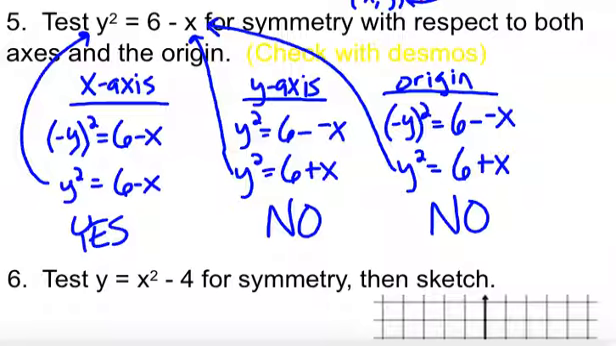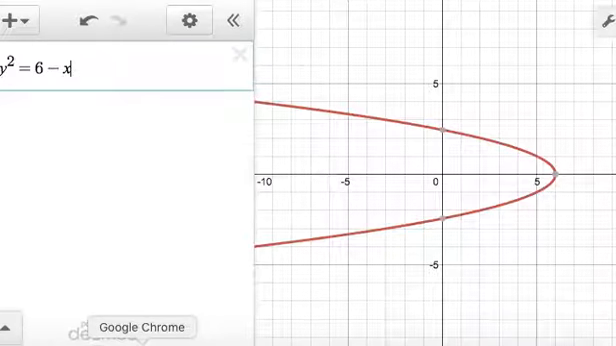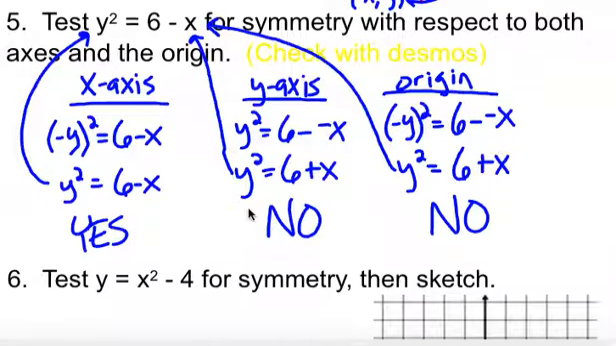Now, there's a little note here in yellow that you can check with Desmos, which I definitely want to do. Hopefully you've used Desmos in the past. It's just www.desmos.com, but it'll graph these things for you. So y squared equals 6 minus x. And there it is. And it's a parabola, but it's on its side. And sure enough, it is symmetric about the x-axis. So you can always check things on Desmos if you don't have a graphing calculator. I think Desmos is easier than graphing calculators anyway.